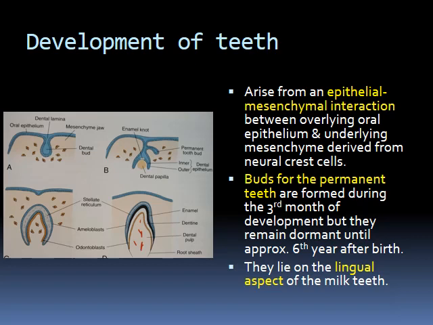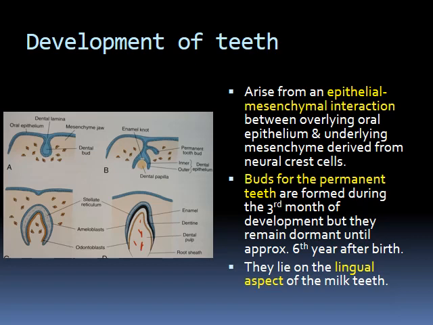I am not going into detail on the development of the teeth. Just know that the teeth arise from an epithelial mesenchymal interaction between overlying oral epithelium and underlying mesenchyme derived from the neural crest cells. At first there would be formation of the dental bud, then the dental cap. Ultimately the dental bell will be formed.